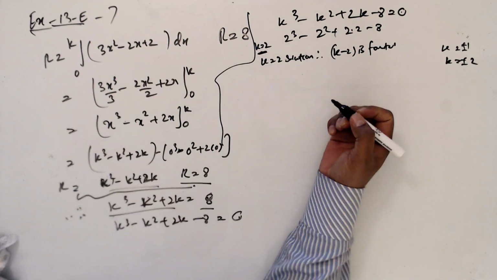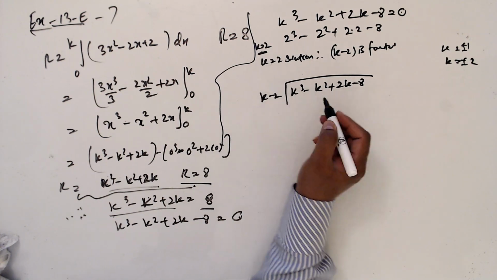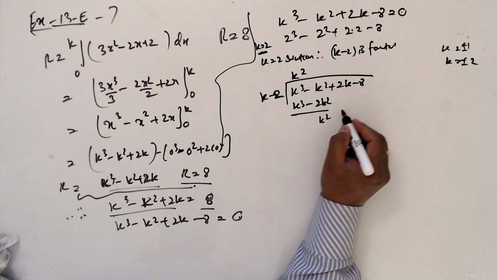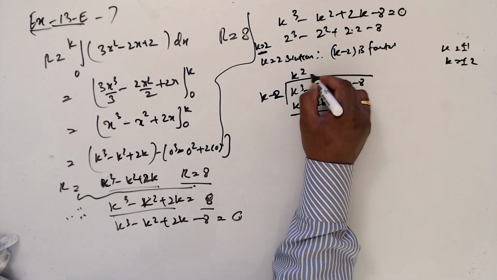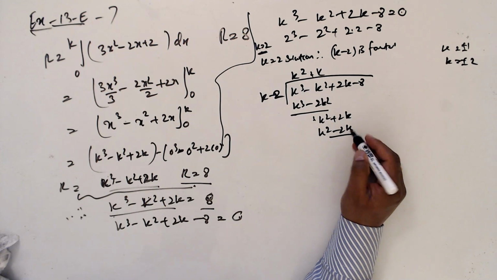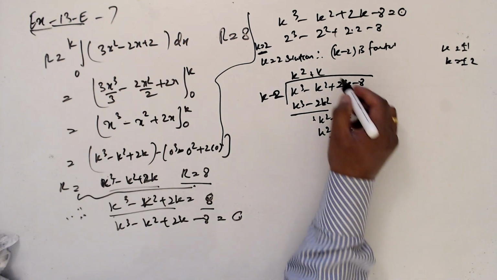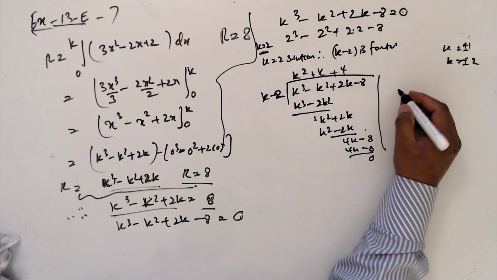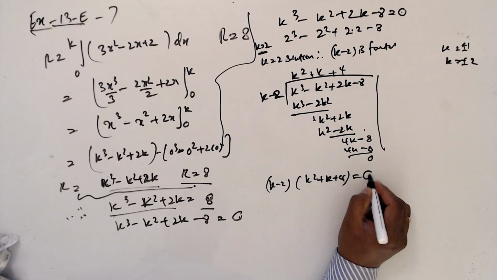Now we have one solution, k equal 2, let's see another solutions. K cube minus k square minus 2k minus 8 divided by k minus 2. This is k square, k cube minus 2k square. This is going to be k square plus 2k. Now this is going to be plus k, k square minus 2k. So this is going to be 4k minus 8. I bring this one, then this is going to be plus 4. This is 4k minus 8, 0. So the factorization is this one, k minus 2, k square plus k plus 4 equals 0.